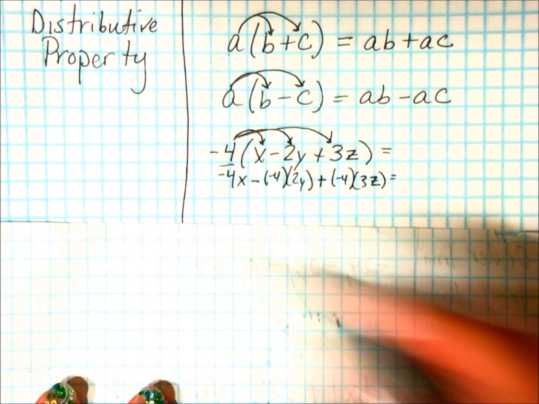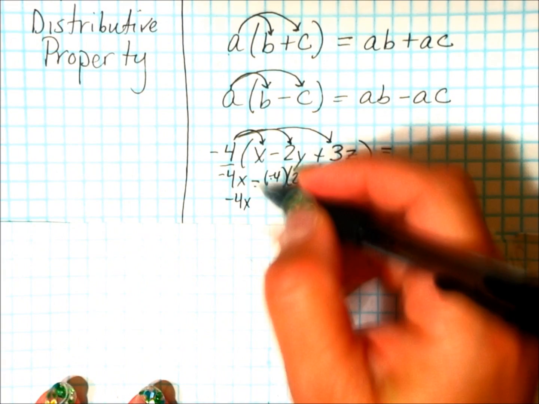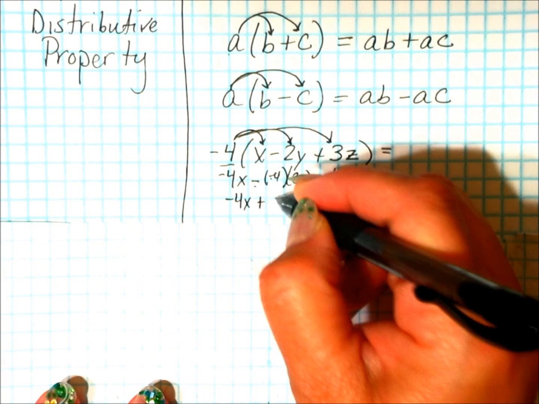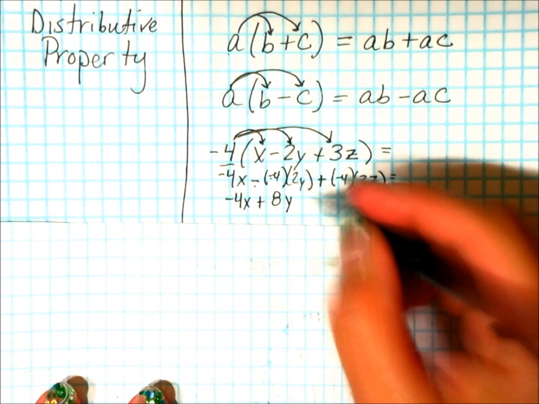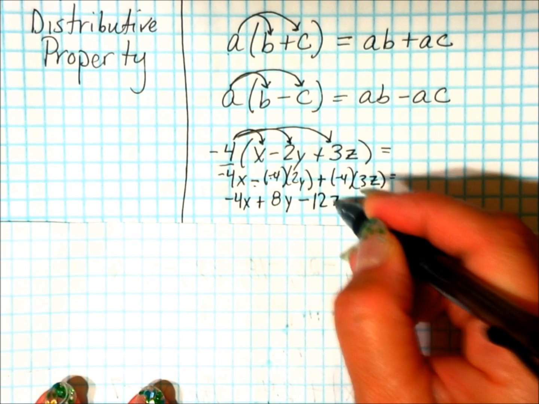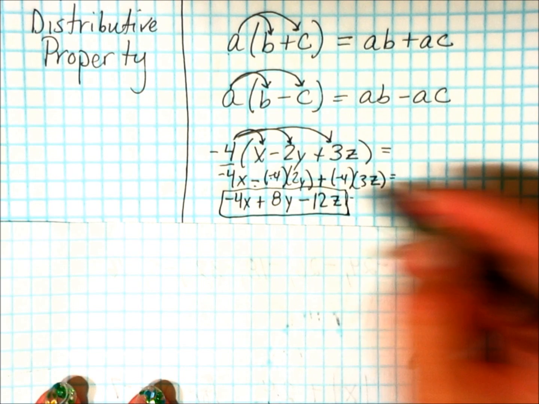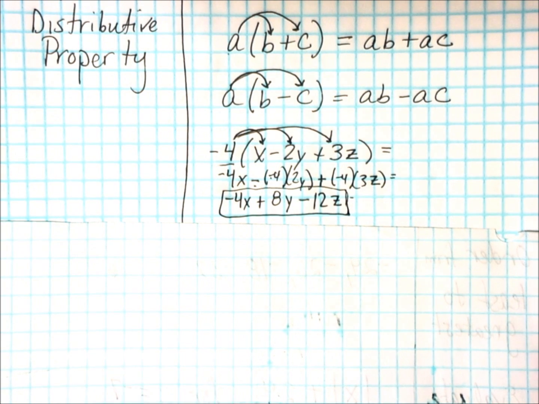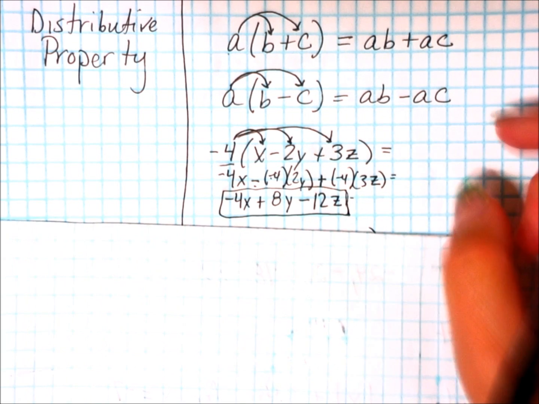Now we have to clean it up. We get -4x. A negative makes a positive, and 4 times 2 is 8y. Negative times a positive is a negative. 4 times 3 is 12z. And you'll notice I notate my z a little differently. You have to be really careful when you have a z in the problem so it doesn't look like a 2. So find a way to really make sure they look different. For me, I put the line there in the z.